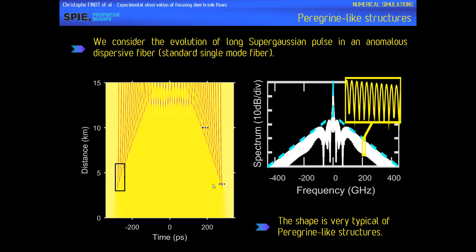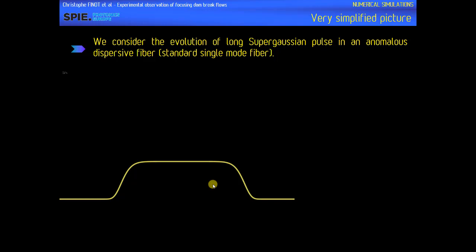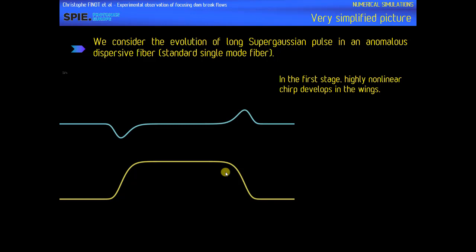So now, if I want to provide a very simplified picture of what may happen, we start from a super-Gaussian pulse. In the first stages of propagation, we have a highly nonlinear propagation, so the main effect is self-phase modulation. So there is a strong chirp that develops in the wings of the pulse, and contrary to the usual pulses such as Gaussian or hyperbolic secant pulses, the chirp at the center of the pulse is here flat, and the chirp is only significant in the sides of the super-Gaussian pulse.